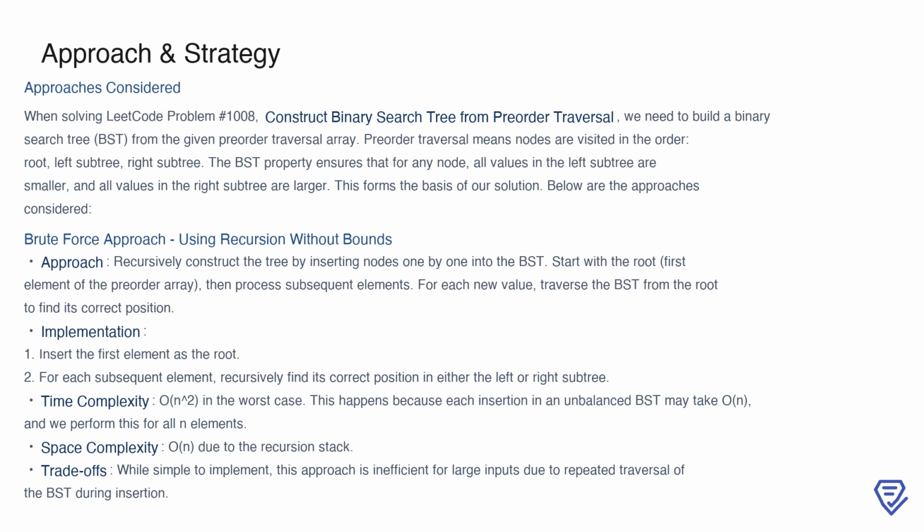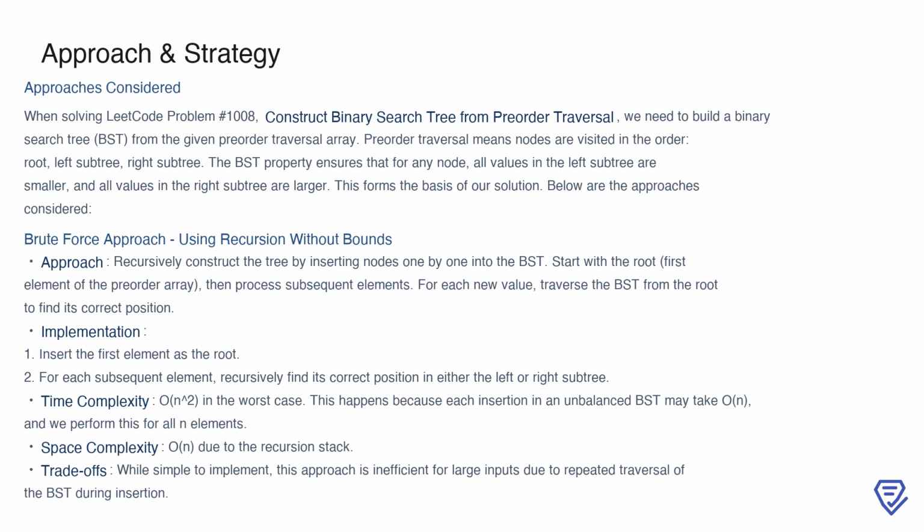Now, one approach we can consider is the brute force method, where we build the tree by inserting nodes one by one. Starting with the first element as the root, we process each subsequent element, traversing the tree recursively to find the correct position for each new value. While this method is conceptually straightforward, it has significant drawbacks. The worst-case time complexity is O(n^2), as each insertion in an unbalanced tree can take O(n), and we repeat this process for all n elements. Additionally, the recursion stack uses O(n) space.